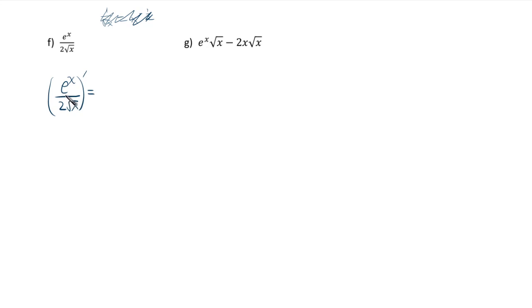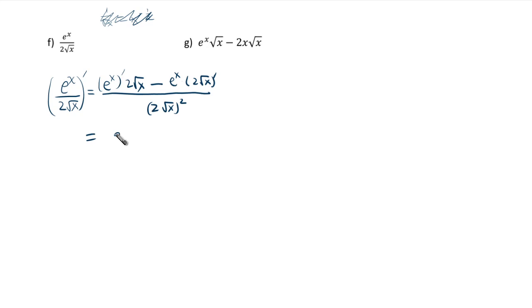Okay, so let's apply the quotient rule. Differentiate the first times the second, but then minus, and you do first times, now differentiate the second, over the denominator squared.